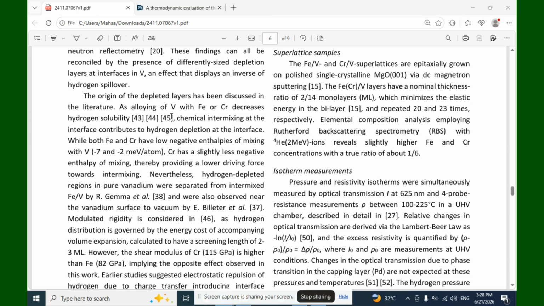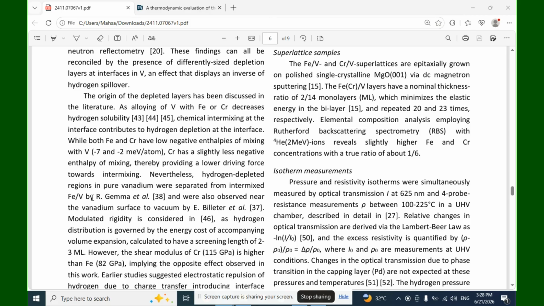The origin of the depleted layers has been discussed in the literature as alloying of the V with the Fe or Cr decreasing hydrogen solubility. Chemical intermixing at the interface contributes to hydrogen depletion at the interface, while both Fe and Cr have low negative enthalpies of mixing with V, negative 7 and negative 2 megaelectron volts per atom. Cr has slightly less negative enthalpy of mixing, thereby providing a lower driving force toward intermixing.